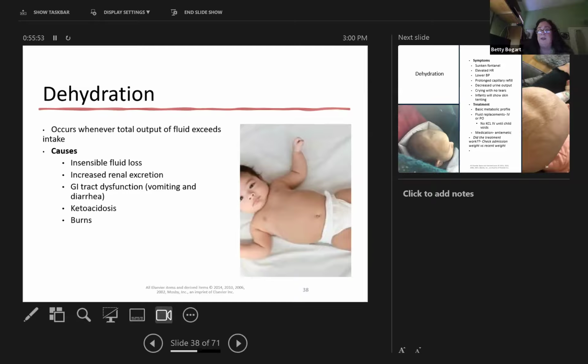It could be all of a sudden your kidneys are excreting too much. It could be vomiting and diarrhea. Could be ketoacidosis like in diabetes, and it could be burns. That's a big one. You lose all the tissue in the skin, and that can cause it. So there's a big fluid balance that we do give there.